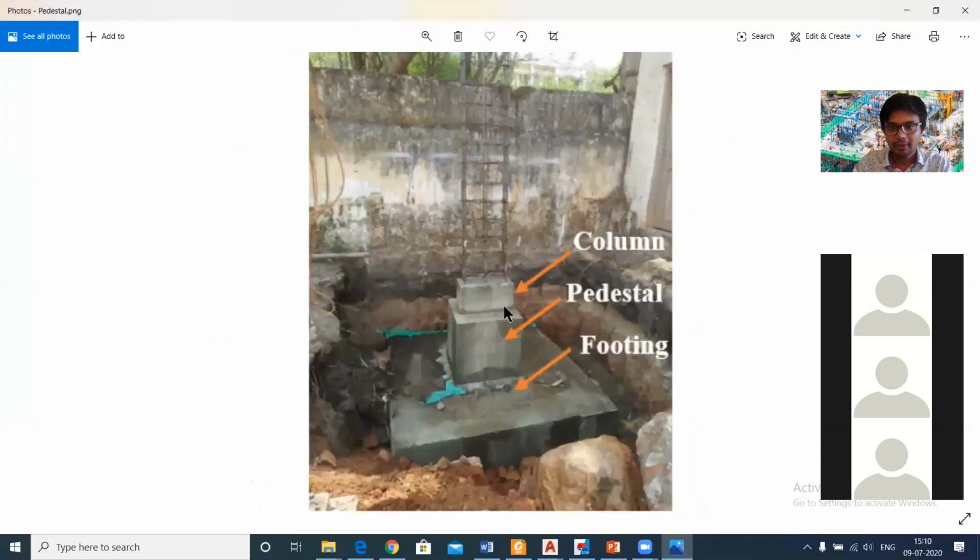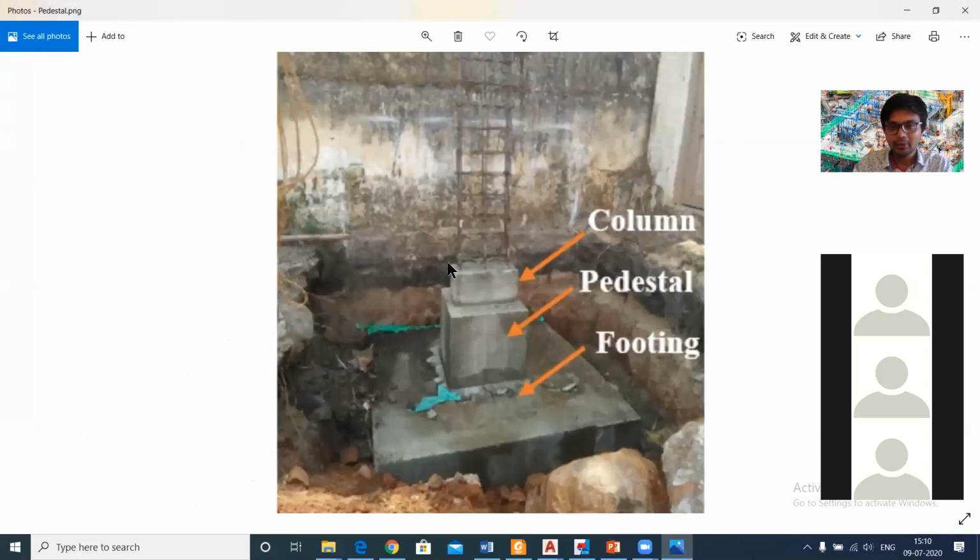So if the column size is, suppose, 300 into 400, then tell me what should be the maximum length of this pedestal. Did you get my question? We have some answers here.